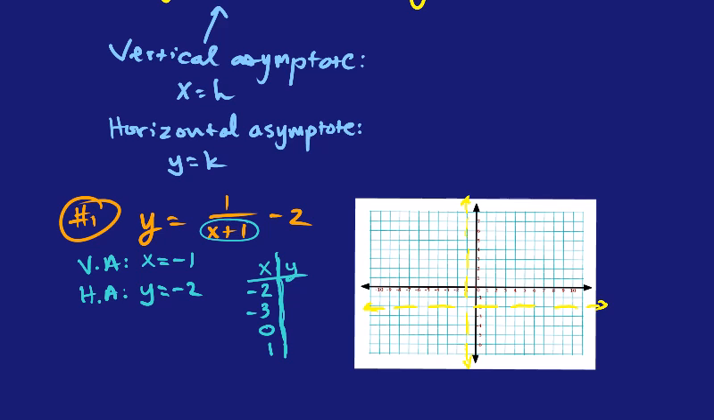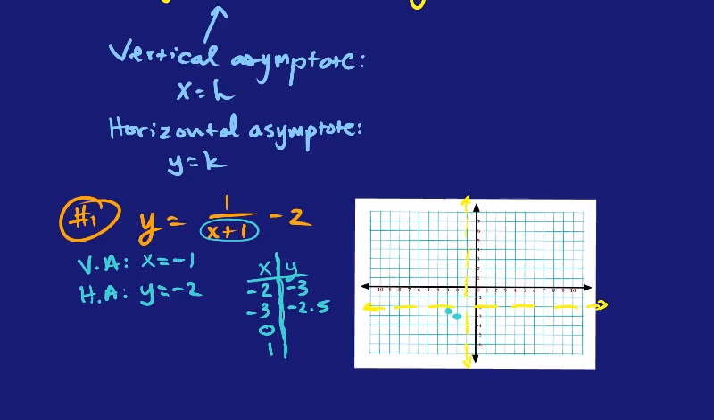I find that those are easiest to plug in. When I plug in -2 for x, -2 plus 1 is -1, so 1 divided by -1 is -1, and then minus 2 is -3. So I'll have a point at (-2, -3). Then plug in -3: -3 plus 1 is -2, that's -1/2, and then -1/2 minus 2 is -2.5. So I'm going to go to -3 and then just kind of in the middle there.